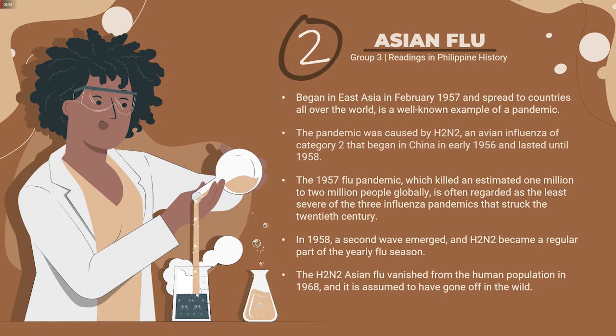Furthermore, in 1957, the H2N2 pandemic was delayed by the introduction of a vaccination. In 1958, a second wave emerged and H2N2 became a regular part of the yearly flu season. The H2N2 Asian flu vanished from the human population in 1968 and is assumed to have gone off into the wild.